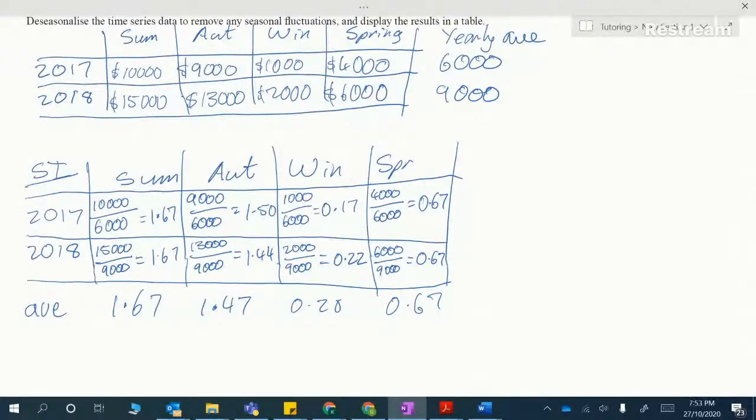Someone wants to know, what do I do if they don't give me winter's value and I have to work backwards? They have to give you some kind of information. They either have to give you the deseasonalized number, or they'd have to give you the yearly average and the seasonal index. They'd have to give you some combination. And in that case, you just work backwards from what we've just done. Let me figure out the deseasonalized figure and then I will show you what you can do backwards.